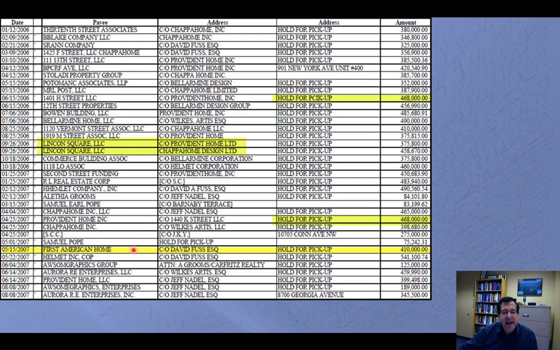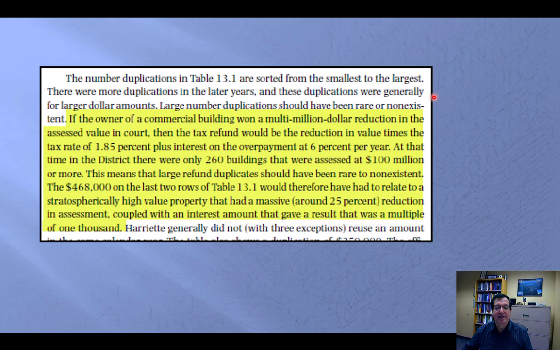This was the transaction that ended the whole scheme. And it ended because of a vigilant bank manager, not because of anybody within the organization. Lincoln Square, a fraudulent refund for $375,800. If I got $375,800 from anybody, I would spell Lincoln correctly. She duplicated some numbers, $468,000. One year later, again, $468,000. The round number shouldn't have been there in the first place, let alone a duplicate of the round numbers.